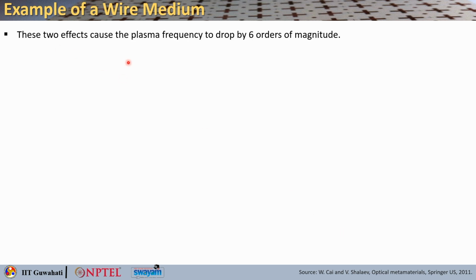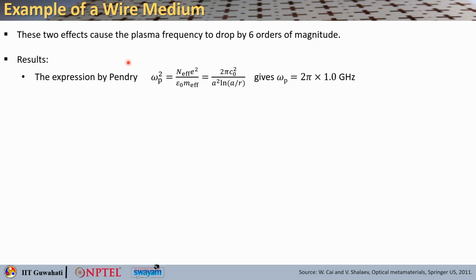With these two effects combined, you will see that the plasma frequency drops by 6 orders of magnitude. How is it working? If you look at the expression given by Sir Pendry, omega p square depends on N effective e square divided by epsilon naught m effective. This is increasing, this is decreasing, both equivalently bringing the plasma frequency down. So, you get omega p in the order of gigahertz, that is 2 pi into 1.0 gigahertz.